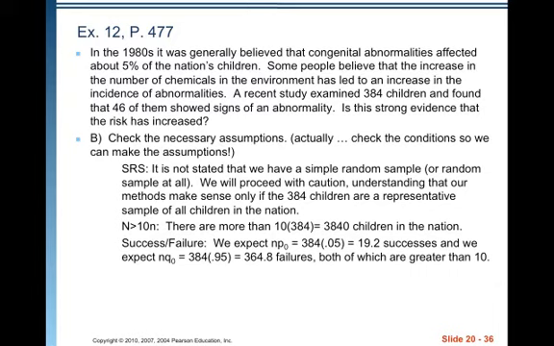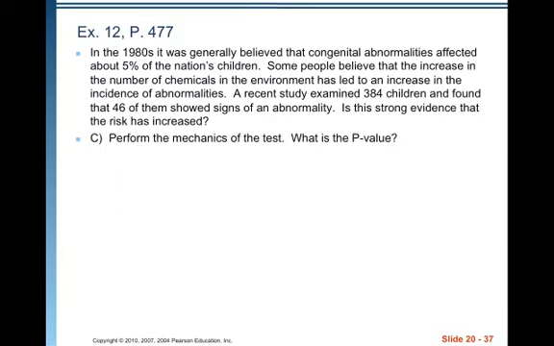Success/failure: we expect n times p naught, 384 times 0.05, equals 19.2 successes, and we expect n times q naught, 384 times 0.95. We get that by doing 1 minus 0.05. And so that's 364.8 failures, both of which are greater than 10. So our sample size is sufficiently large. All right, we want to perform the mechanics of the test.